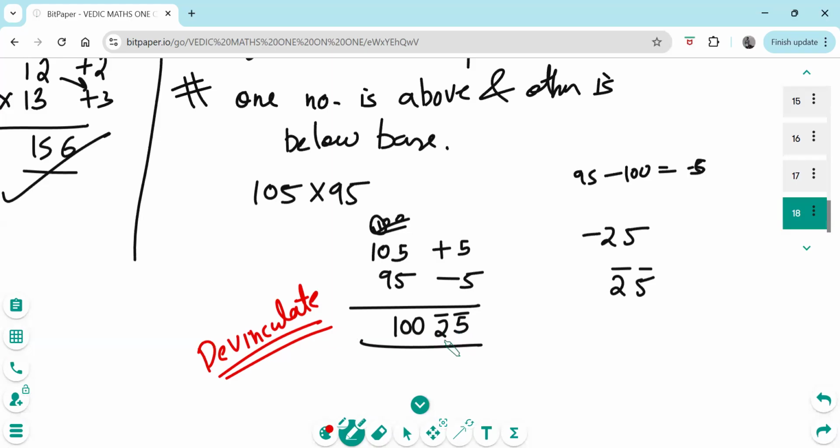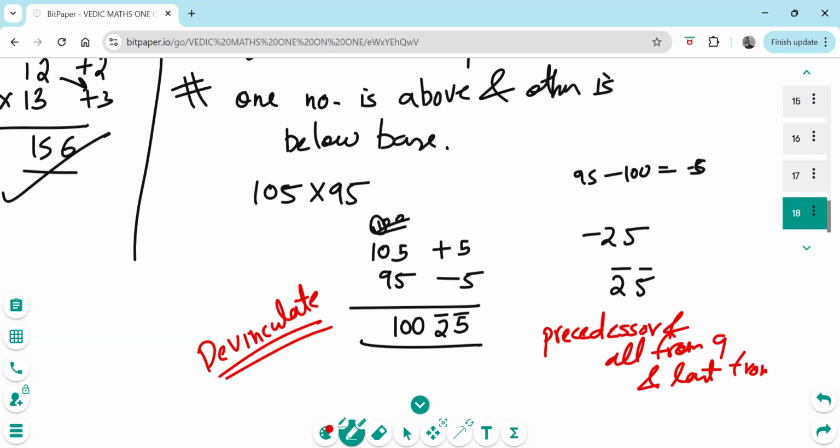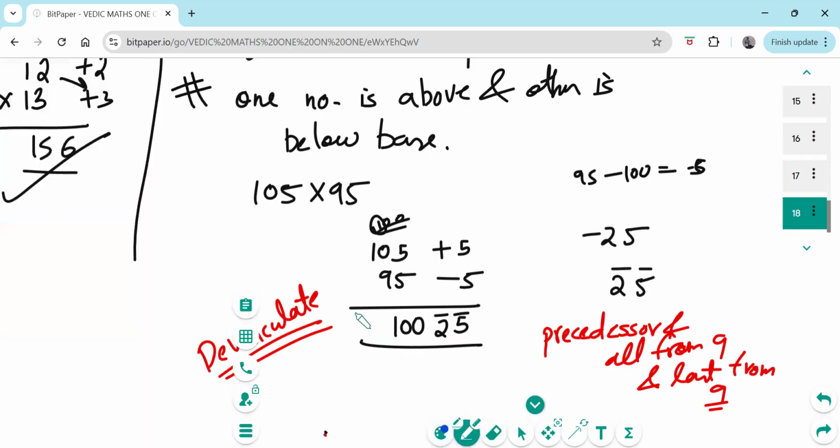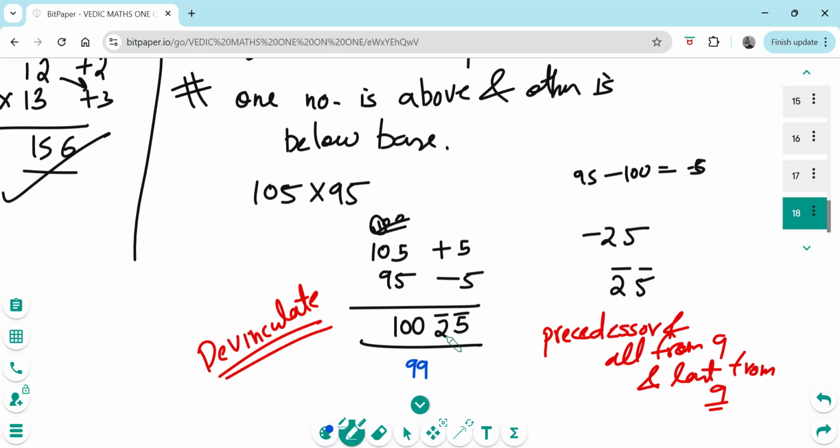Now, for devinculate, you apply the predecessor and then you write all from 9 and last from 10. All from 9 and last from 10. That's what you write. So if you write the predecessor from here, 100's predecessor is 99. Predecessor means one less. And all from 9, last from 10 over here. What is that? That all the numbers are subtracted from 9, the last one from 10. Okay, last from 10. So if I subtract 2 from 9, we get 7, and if I subtract 5 from 10, we get 5.